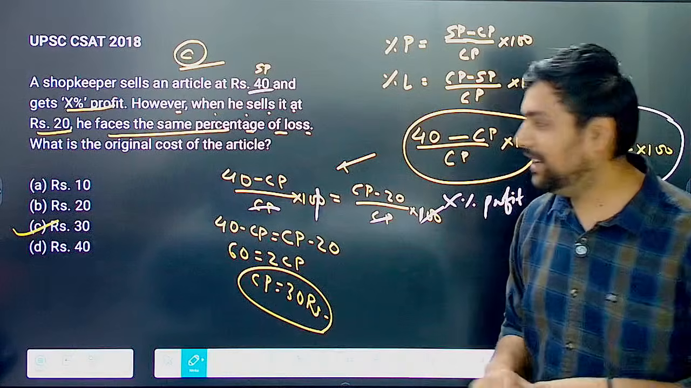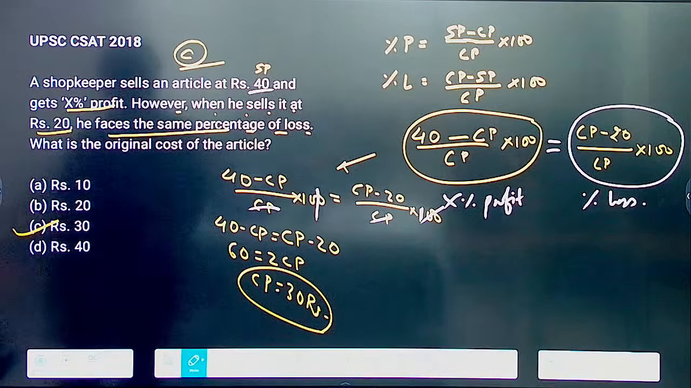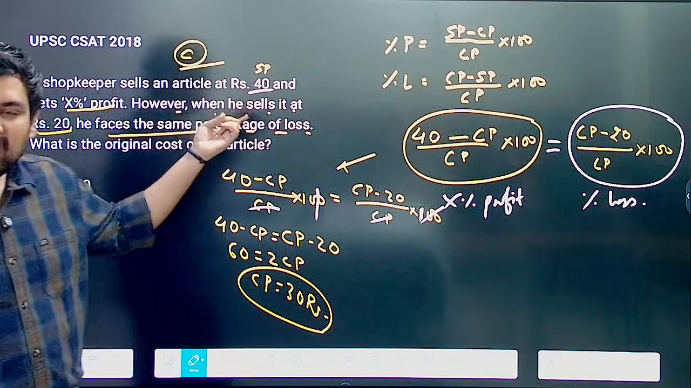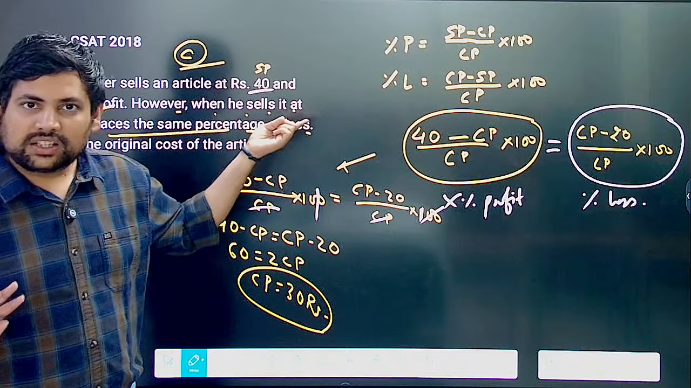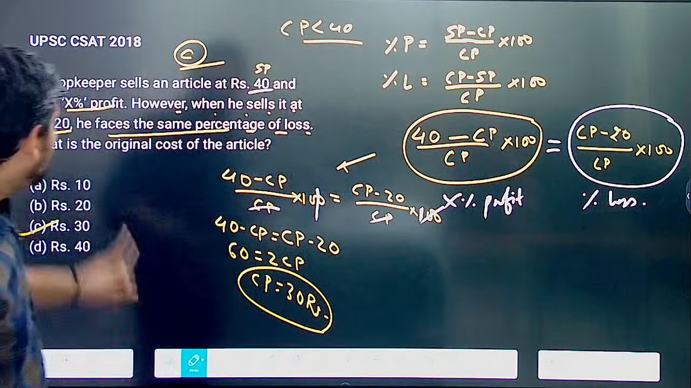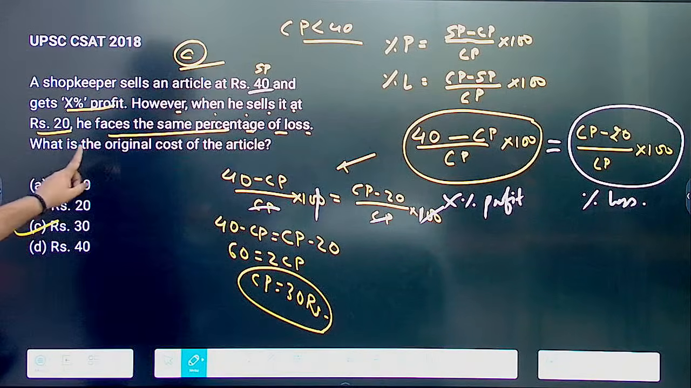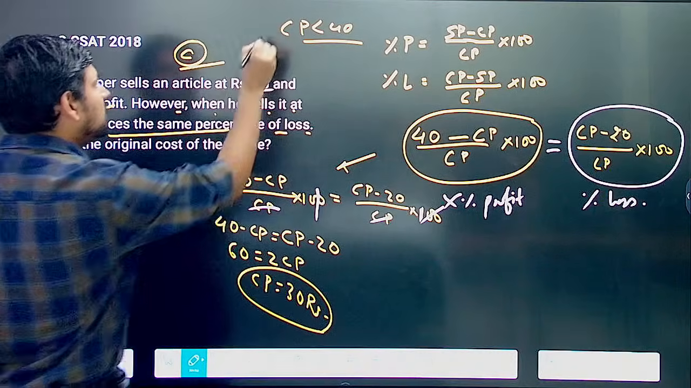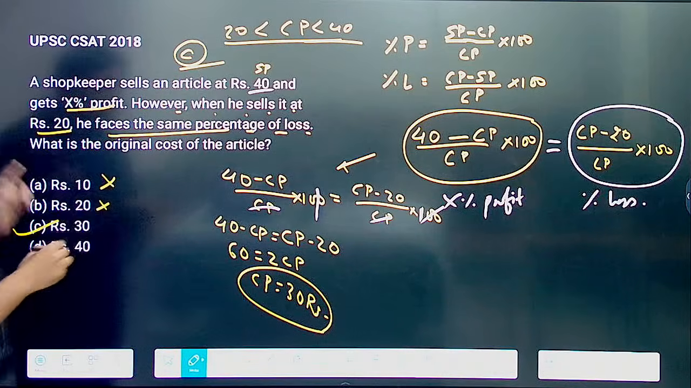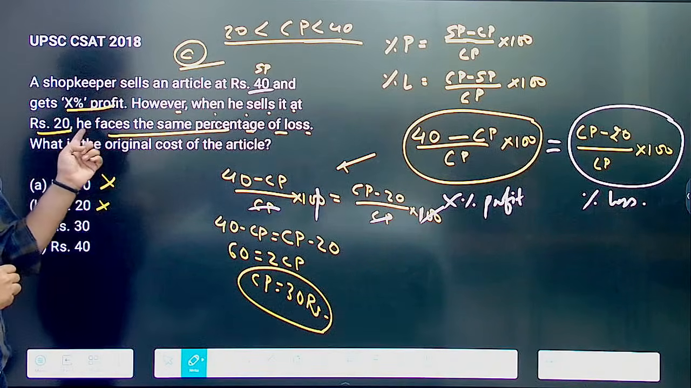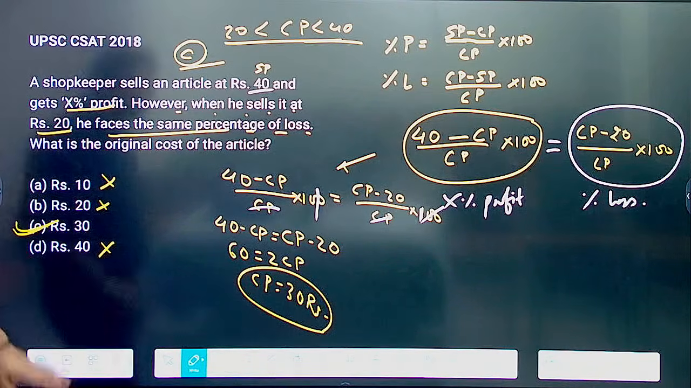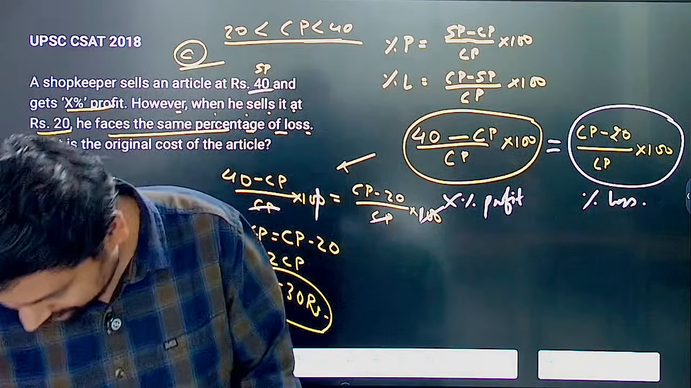By the way, if you just look at the options, you could have answered this. Why? Because it is asking what the original cost of the article is. Now, if he was selling at 40 rupees, he was getting some profit. That means the cost price was less than 40 for sure. If he sold at 20 rupees, then he is getting some loss, correct? So that means the cost price has to be greater than 20. Now 10 is not there, 20 is not there, because then there would be no loss at 20 rupees, but that is wrong. 40 is not there, the only thing in between 20 and 40 is 30, so 30 becomes the answer.